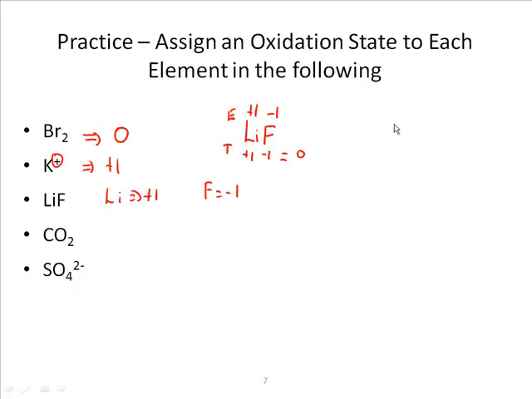Let's look at carbon dioxide, CO2. We go each and total. We don't know carbon. It doesn't appear on any of our rules. But we do know oxygen. Oxygen is a -2.